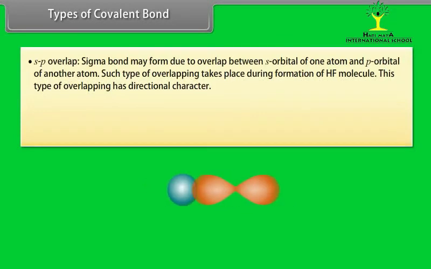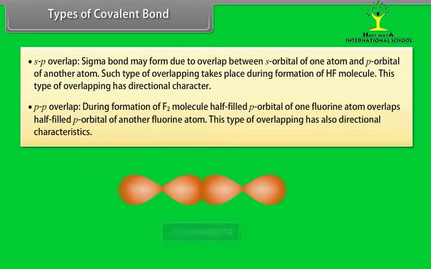S-P overlap. Sigma bond may form due to overlap between s orbital of one atom and p orbital of another atom. Such type of overlapping takes place during formation of HF molecule. This type of overlapping has directional character. P-P overlap. During formation of F2 molecule, half-filled p orbital of one fluorine atom overlaps with half-filled p orbital of another fluorine atom. This type of overlapping has also directional characteristics.